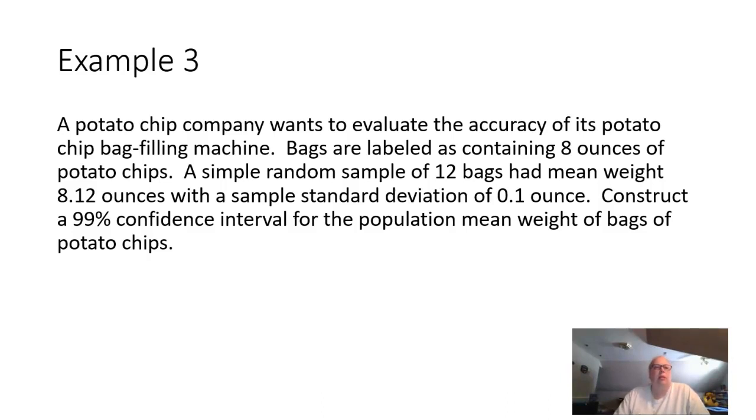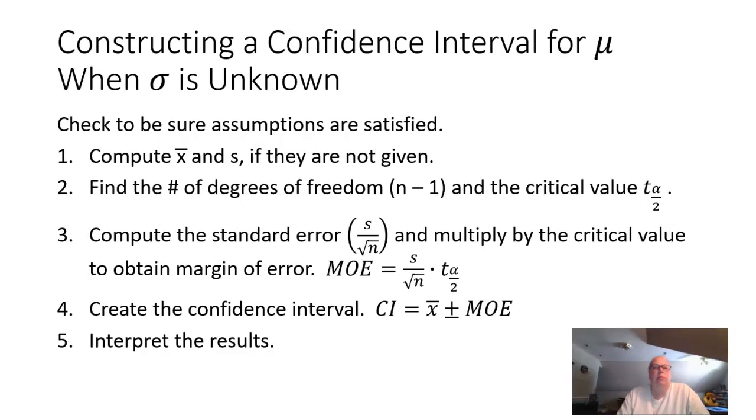All right, let's go back and look at the directions. Here are our directions for how to compute a confidence interval when we don't have sigma. They did give us a standard deviation, but it was not the population standard deviation. So we're going to follow these directions. Number one, compute the mean for the sample, that's x bar, and s, the standard deviation for the sample, if they're not given.